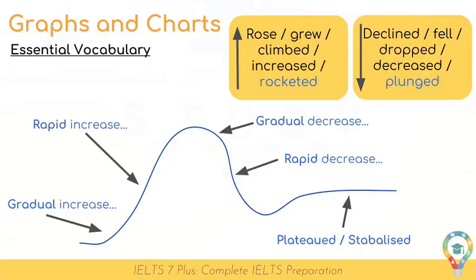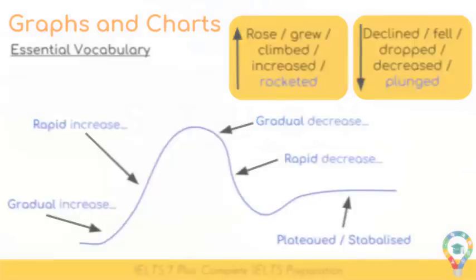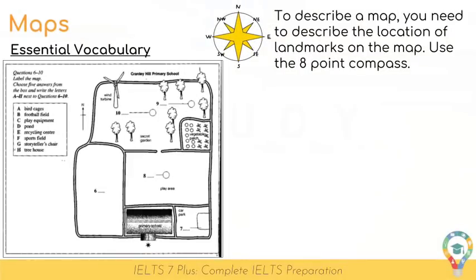Now we'll move on to the essential vocabulary that you need to describe maps. Some of the most important vocabulary that you need when describing maps is being able to talk about location. If you look to the top middle of the screen, you can see an 8-point compass. I'll show you how we can describe some location using the compass.